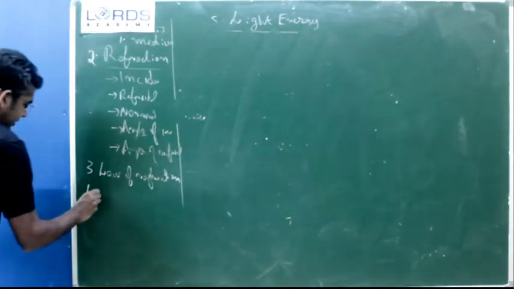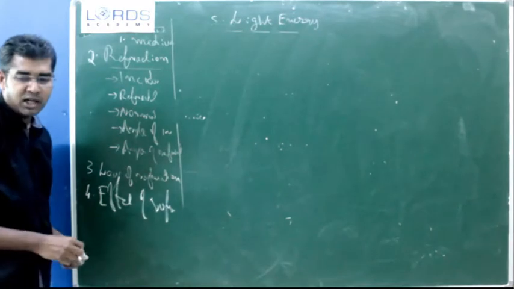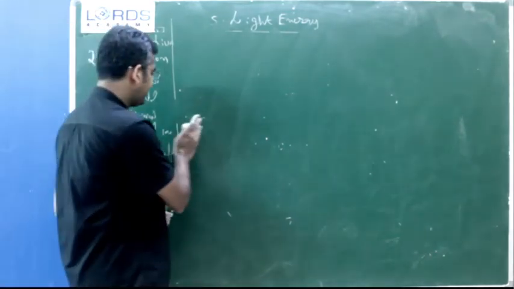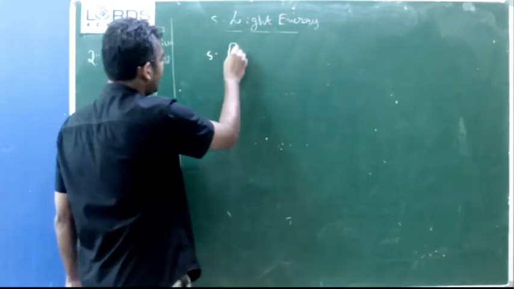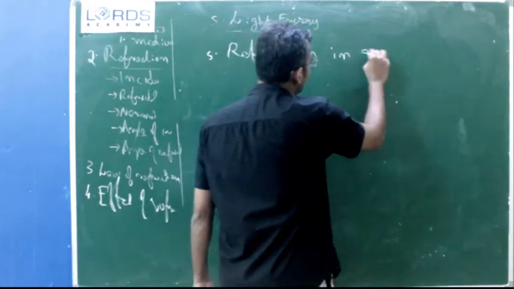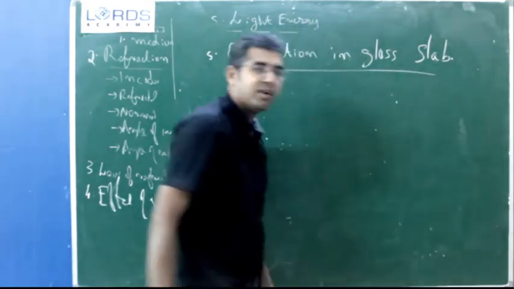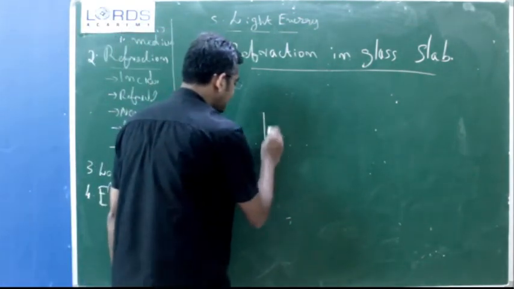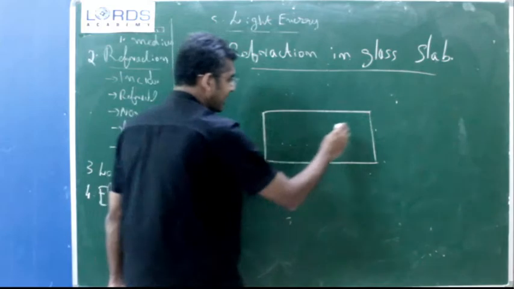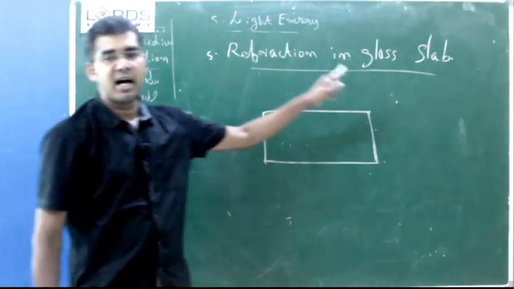So fourth point, effects of refraction. I think you are noting down points with me. Okay? The fifth point, refraction in glass slab. Okay, we have told about what is glass slab, a piece of glass. Refraction in glass slab. Try to draw with me if you have book and pen with you.